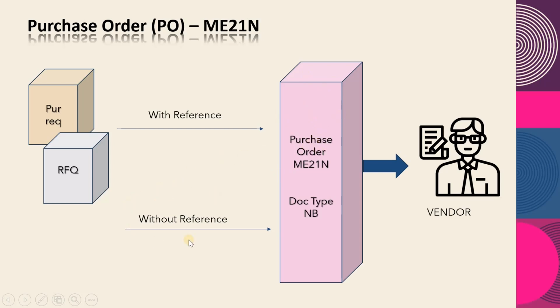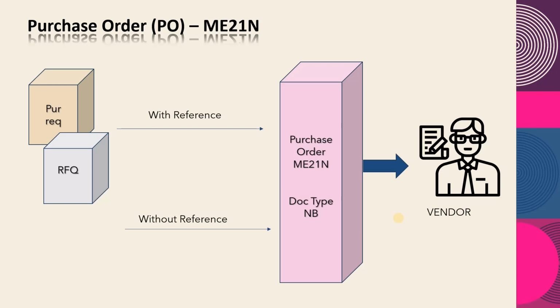And there is one more option called without reference. Without any purchase requisition or request for quotation, we can create the PO. The PO is an external document, so it will go to the vendor, who will be mentioned in the PO document. So this is a very important document. And there is one more criterion called automatic purchase order creation, auto PO. That also we'll see once we go through the entire P2P cycle.